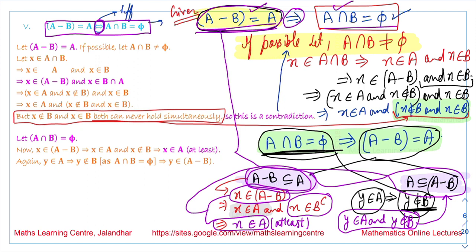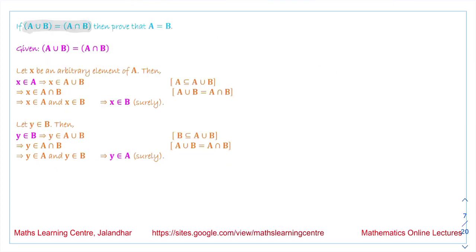Next, if A union B is equal to A intersection B, we have to prove that A is equal to B. So this is given to us: A union B is equal to A intersection B. We have to prove that A is equal to B, which means we have to prove two things: that A is a subset of B and that B is a subset of A.